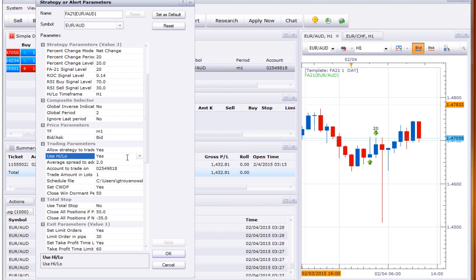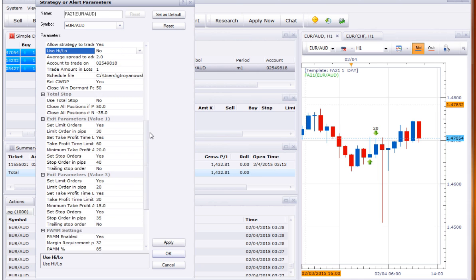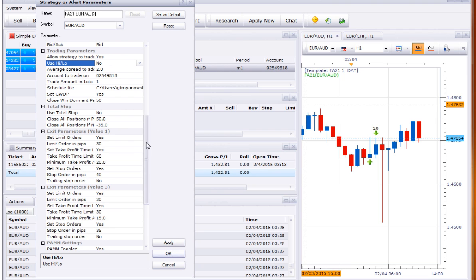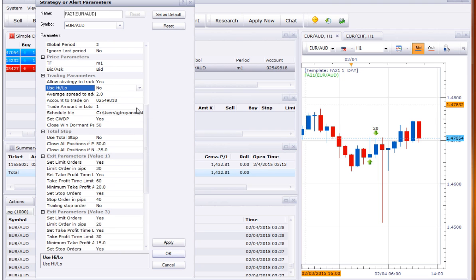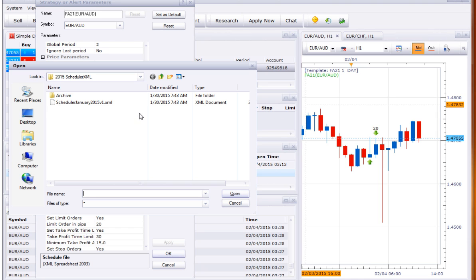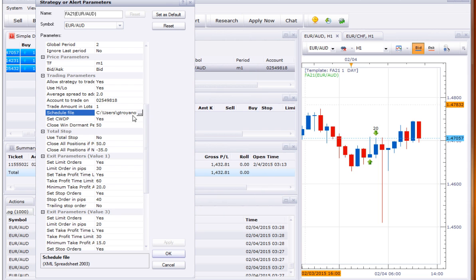High-low is yes. If you change this to no, that means this configuration is going to default to what we call the 4 indicator configuration. So, and we'll talk about that in a different video. But here you select the TS. Again, make sure you have your scheduler file loaded. Right, needs to be there.